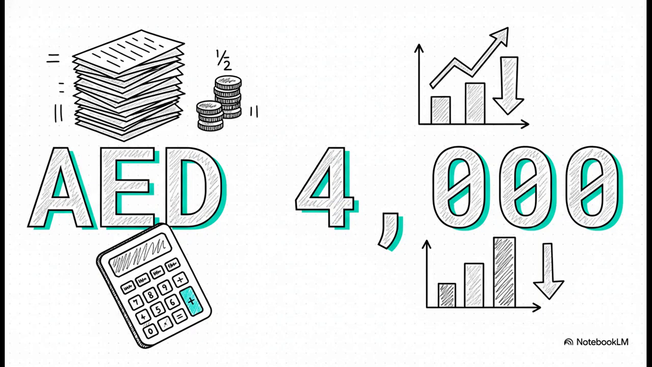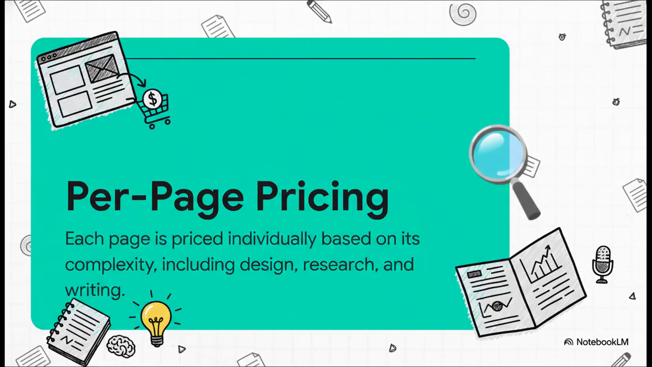And here's a really simple example of how that works in practice. Let's say you need 10 articles, 800 words each, at half a dirham per word. The math is totally straightforward, which makes it incredibly easy to scale your content production up or down whenever you need to. But what happens when word count just doesn't tell the whole story?